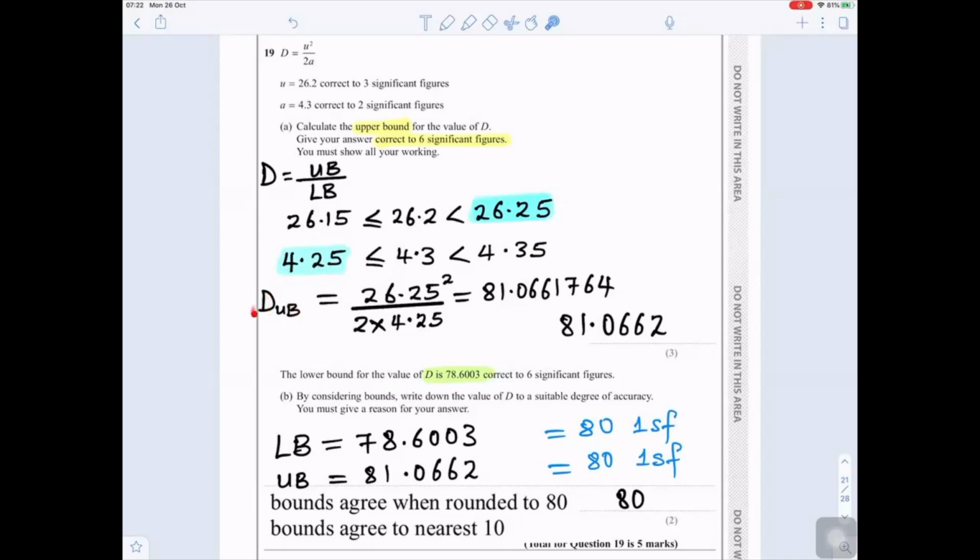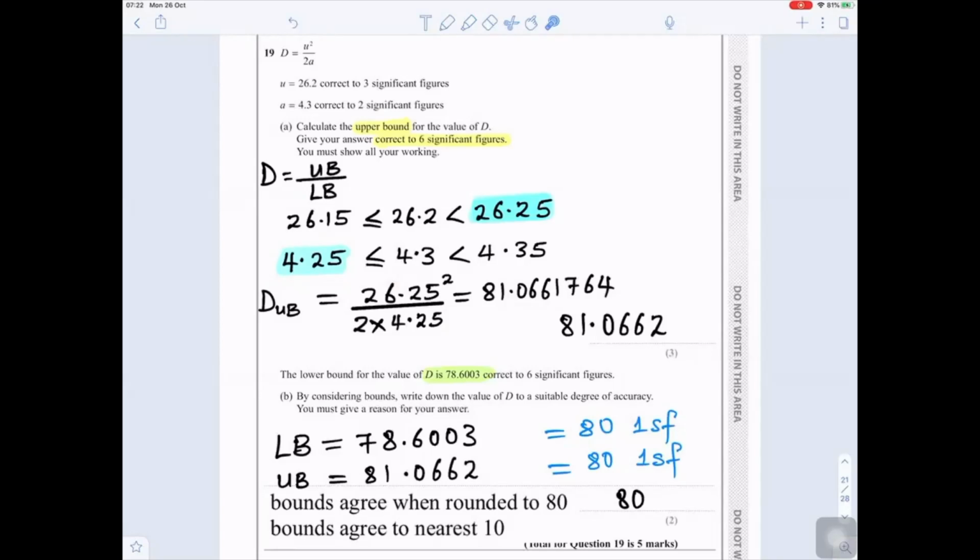So to get the upper bound for D, we use the biggest value for U. The biggest value for U is 26.25 divided by 2 times the smallest value for A. The smallest value for A is 4.25. So we're dividing the big number by a small number. That gives us 81.0662. And it says give your answer to 6 significant figures. So it's 81.0662 to 6 significant figures.